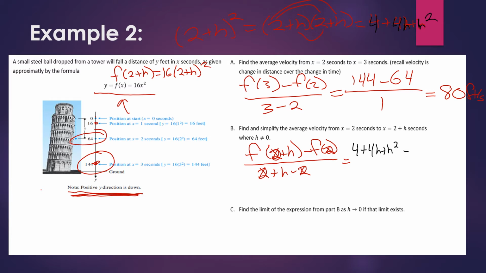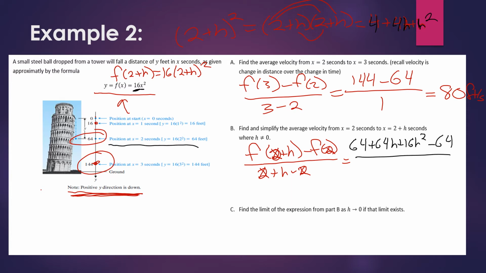And then we've got to subtract f of 2. But we know f of 2 is, oh, and then I forgot to multiply by 16. Oh, goodness, let me get that in there, because we still have this 16 to take care of. So 16 times 4 is 64. 16 times 4h is 64h plus 16h squared. Now we need to subtract f of 2. So f of 2 is 64.